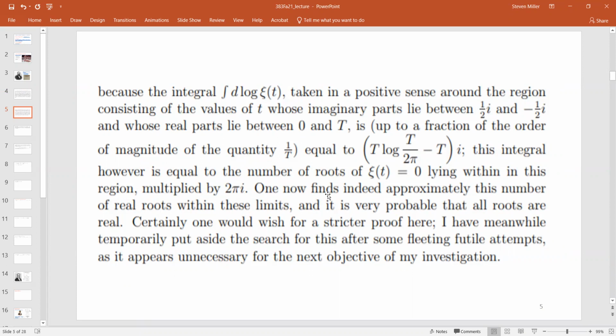One now finds indeed approximately this number of real roots within these limits, and it is very probable that all roots are real. Certainly one would wish for a stricter proof here. I have meanwhile temporarily put aside the search for this after some fleeting futile attempts, as it appears unnecessary for the next objective of my investigation. What is that? That is the Riemann hypothesis.